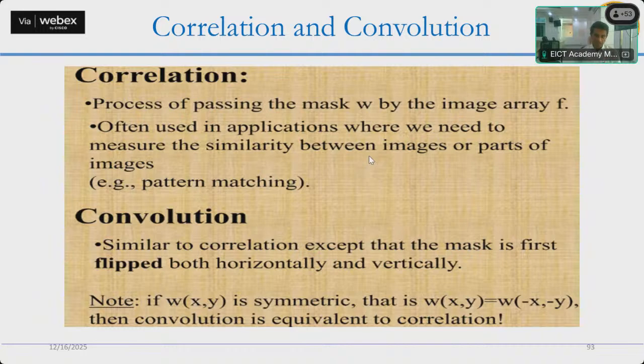Correlation, see what we are doing. Correlation is basically the process of passing the mask. What do you mean by mask? Mask is basically again a 9 by 9 window, or you can also say a filter. That is the process of passing the mask over the image array. So what you will do, you put the mask in such a way that every pixel of an image will become the center pixel of that mask. It is often used in applications where we need to measure the similarity between images and parts of it.